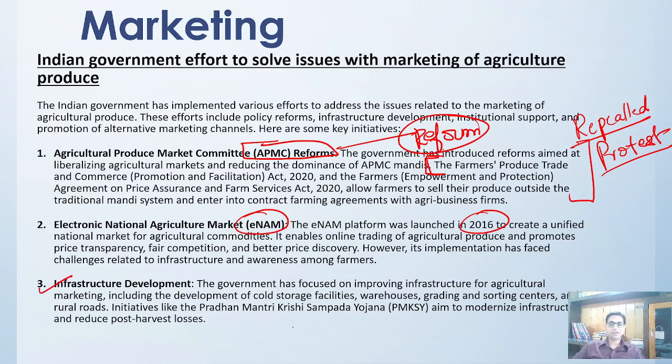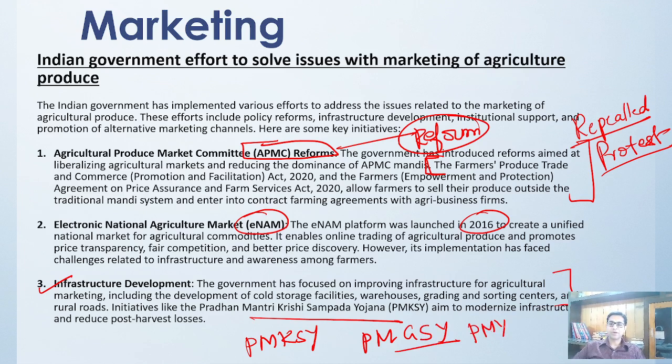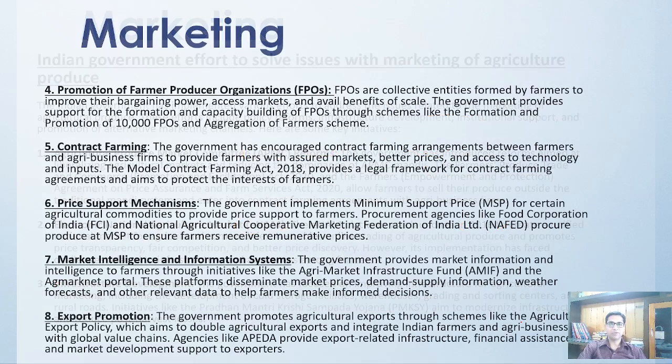Infrastructure development: the government is running Pradhan Mantri Kisan Sampada Yojana, Pradhan Mantri Krishi Sinchai Yojana, Pradhan Mantri Gram Sadak Yojana, and Pradhan Mantri Matsya Sampada Yojana. The government is running all these for infrastructure development of the project.